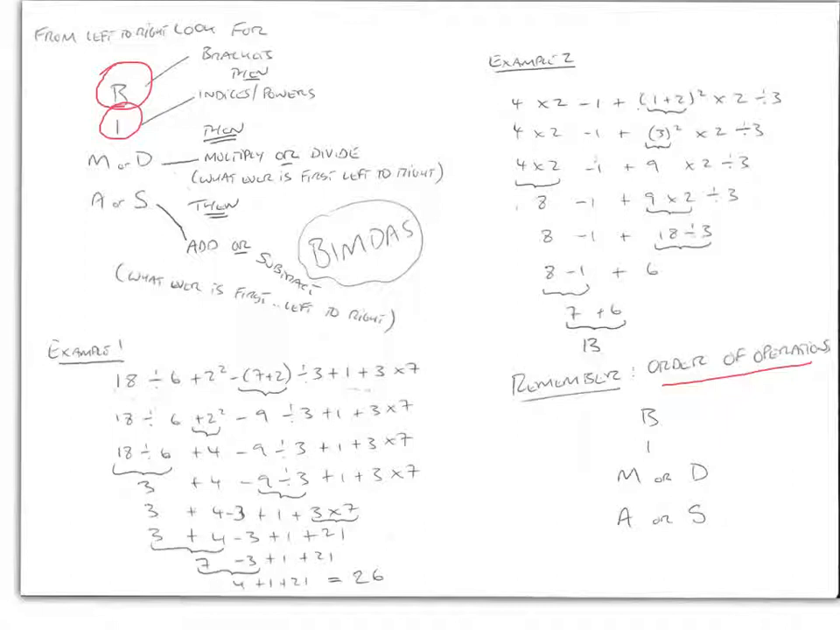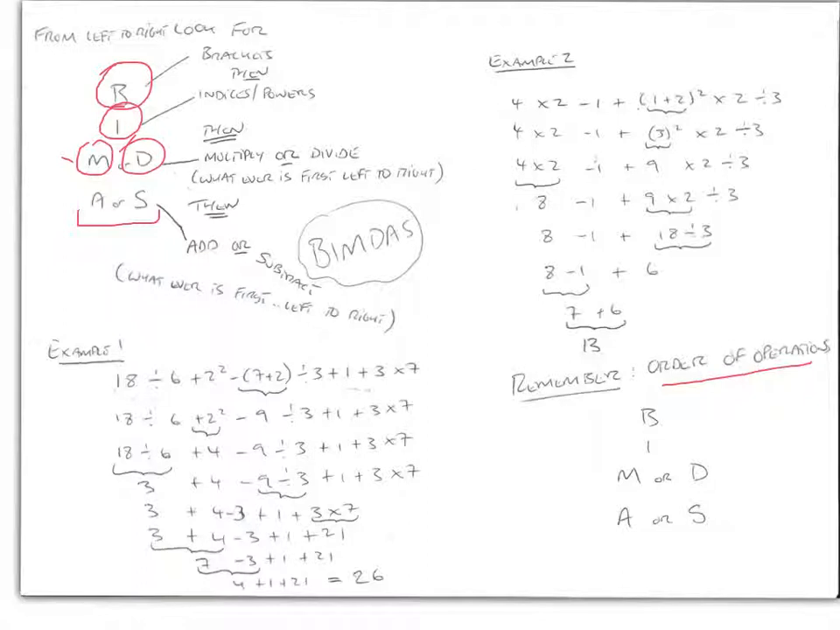Then we'll go on to look through the sum from left to right, and we'll work on any multiplications or divisions. It depends which one we hit first, going from left to right. That's how we decide which one to do, before we go on to look at any additions or subtractions, going from left to right.